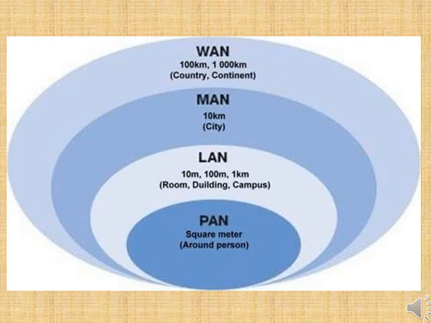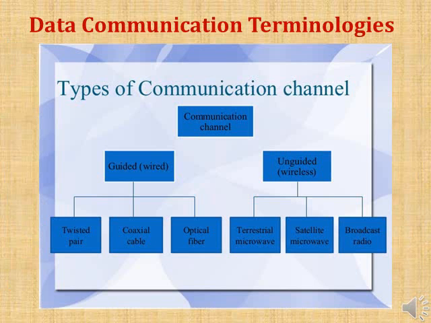This picture summarizes all we have studied about types of computer networks. Personal is a subset of local, and local is a subset of metropolitan, and metropolitan is a subset of wide area network. Before we move on to differences between network types, let us consider some terminologies used in data communication. First is channel. Types of channel or medium are shown on your screen. We will discuss them in the next video. Just introduced here to understand the difference between types of networks.